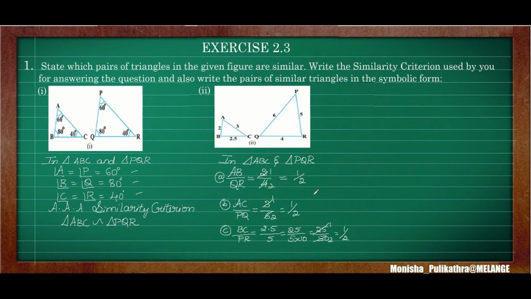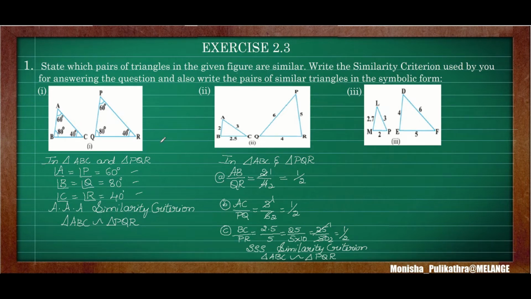Since all the ratios are equal, I mean all the sides are proportional, then by SSS similarity criterion, that is side similarity criterion, triangle ABC is similar to triangle PQR. I think you understood. Moving on to the third problem.